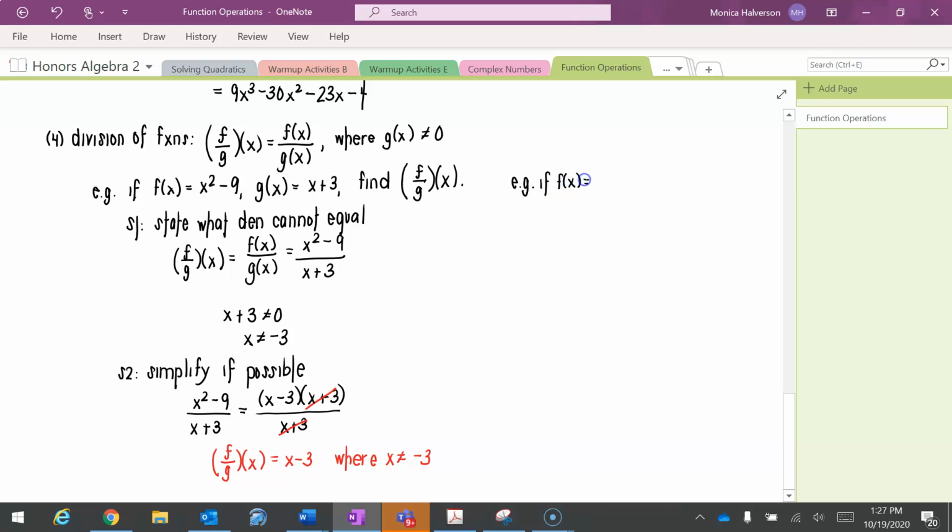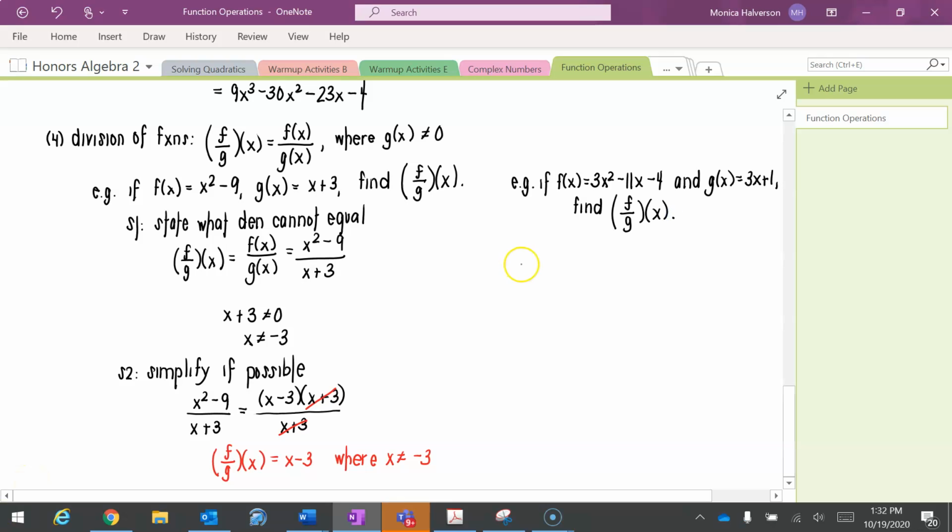If f of x is equal to 3x squared minus 11x minus 4, and g of x is equal to 3x plus 1, find f over g of x. Go ahead and do that one now.